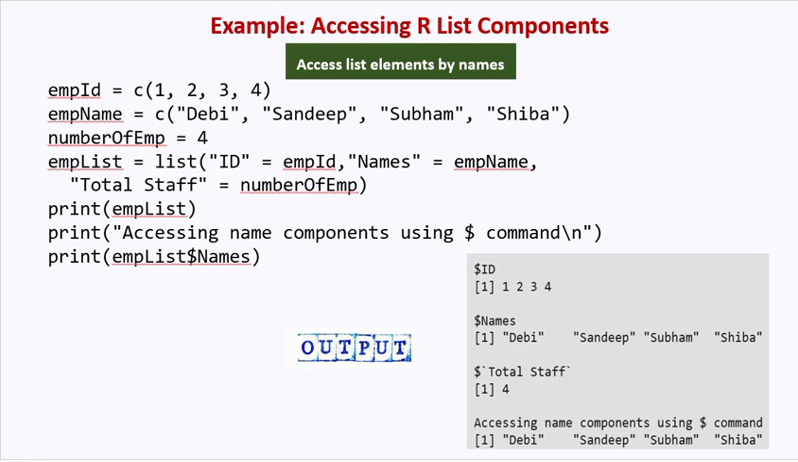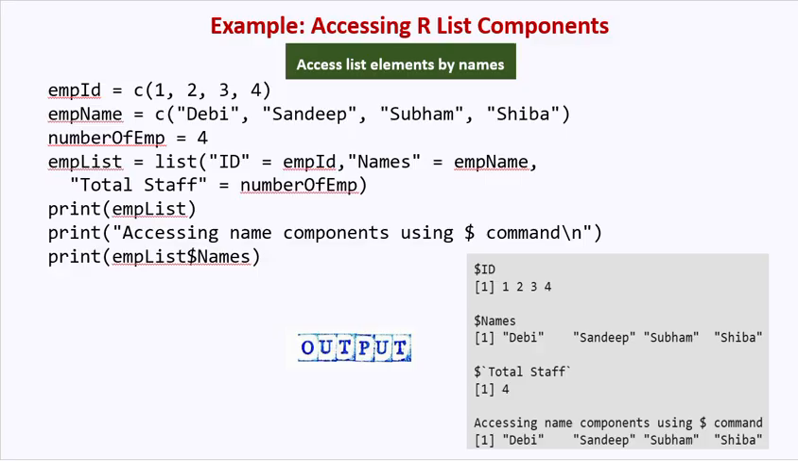So if I need the names, what is the name here? It is mentioned as names equal to EMP name. So the dollar symbol, and before that we need to mention the name of the list. The name of the list we created here is EMP list. So how to access this? Simply we accessed it and printed it with the help of the print function. You see the last line, it is print of EMP list dollar names.